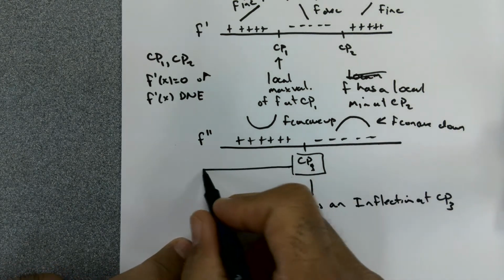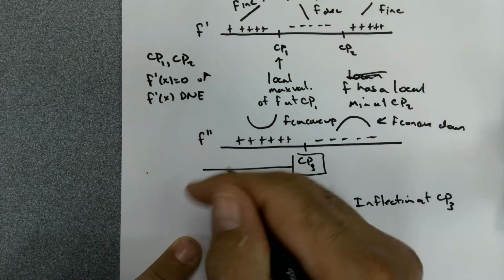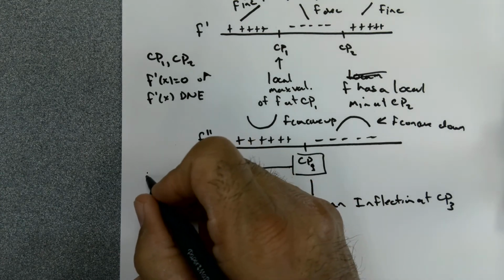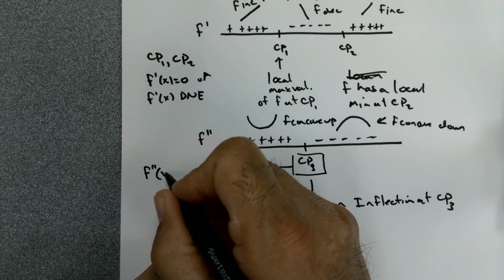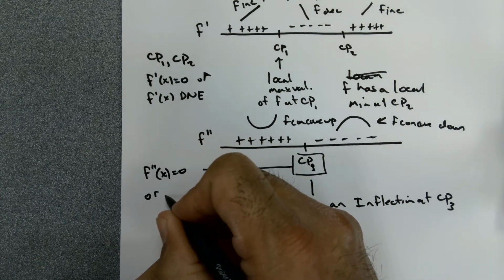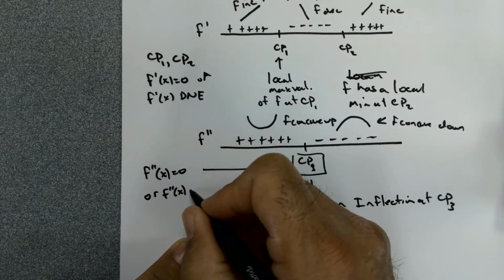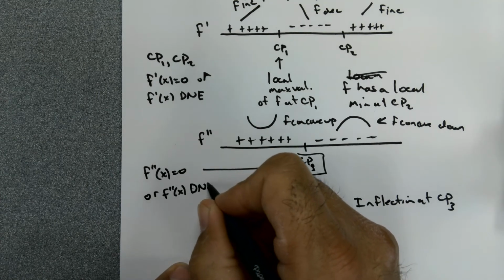For this critical point here, this is again just exactly like this, but instead of dealing with the first derivative, we have the second derivative. So f double prime of x is equal to 0, or f double prime of x does not exist.